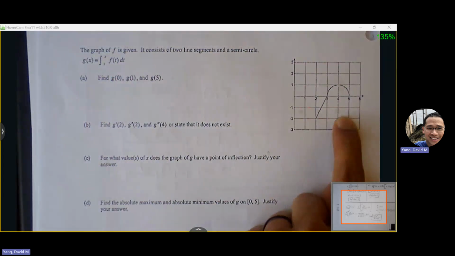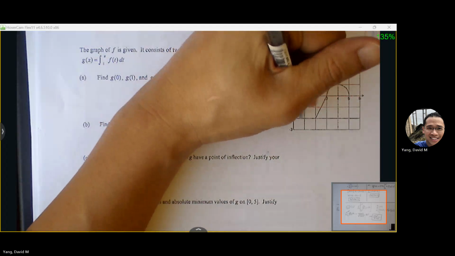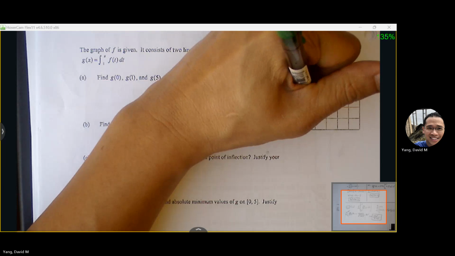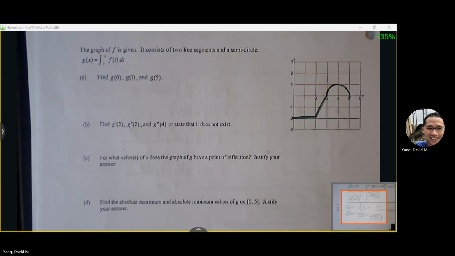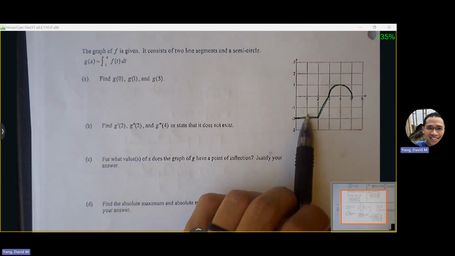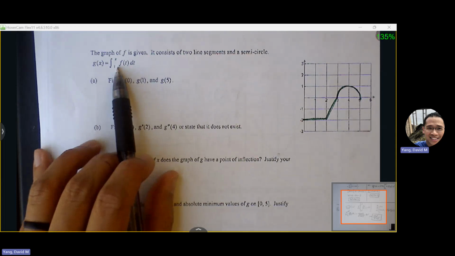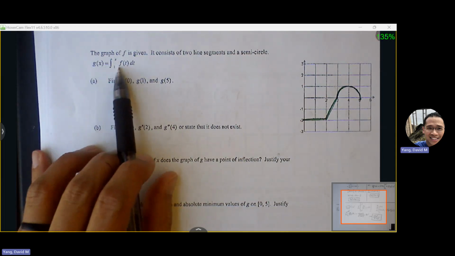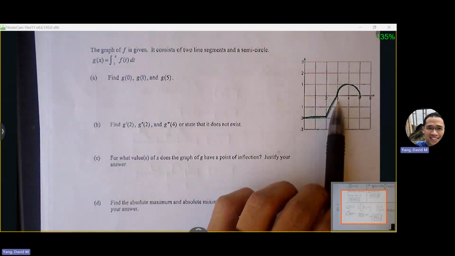The graph of f is given. So here's the graph of f. It's not very clear here, but the graph should be extended out like this. It consists of two line segments, 1, 2, and then a semicircle. G of x equals the integral from 1 to x of f of t dt. This looks complicated, but really this is just a way of saying this is my g prime graph.